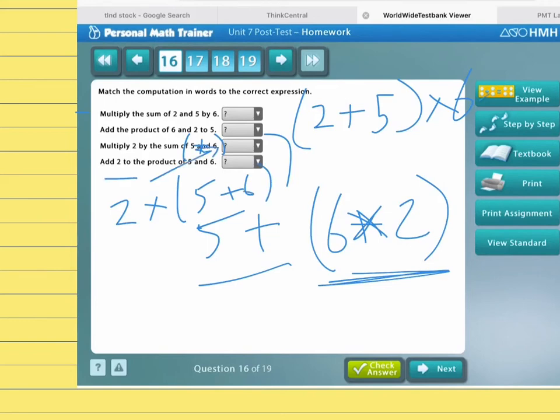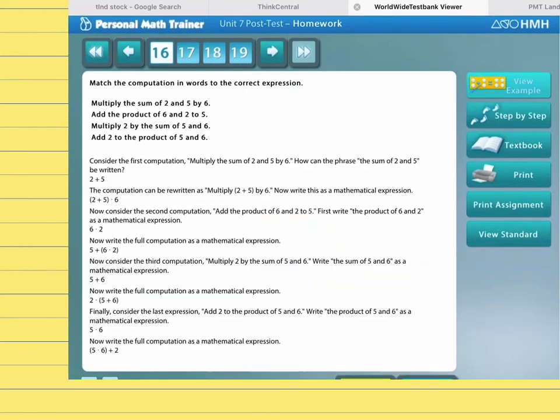Add 2 to the product of 5 and 6. So product is times. And we're going to add 2 to that product. So it's going to be something like that. This is messy. Let's check out Think Central's explanation.